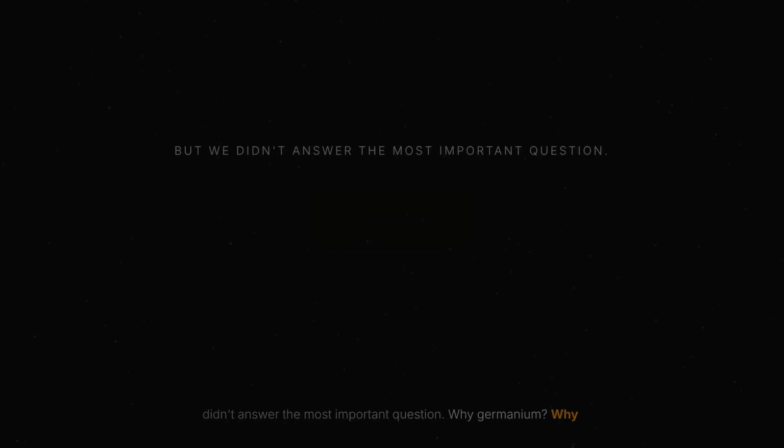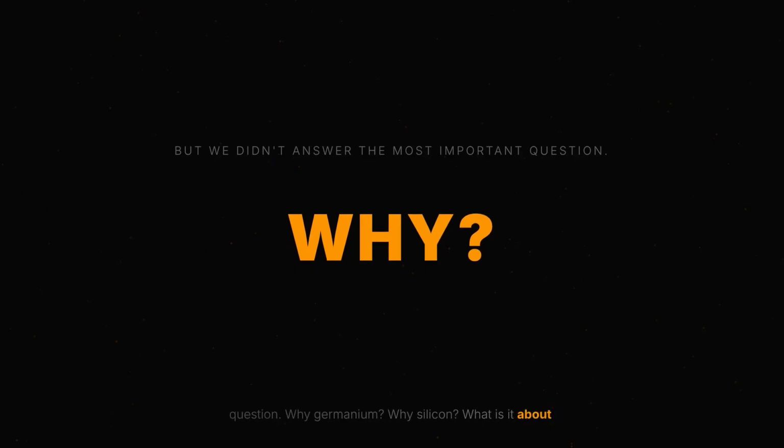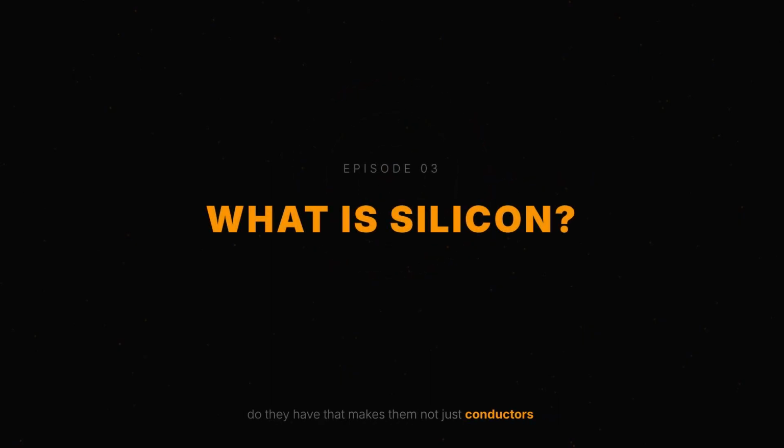Why germanium? Why silicon? What is it about these materials that makes them behave so differently from copper or rubber or glass? What property do they have that makes them not just conductors or insulators, but something you can actually control? That's what this episode is about.